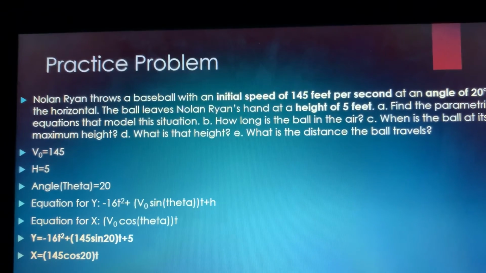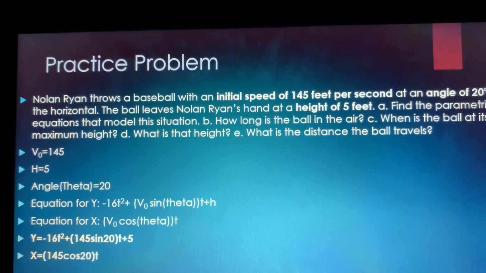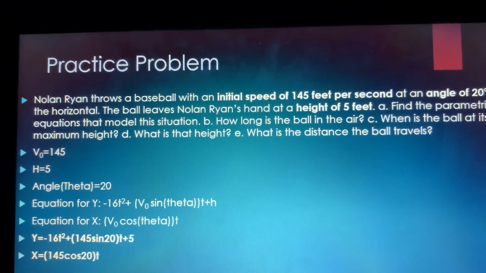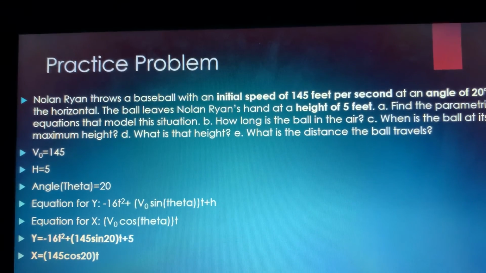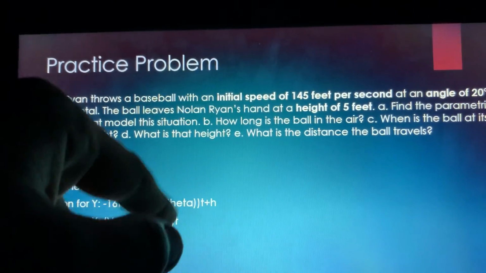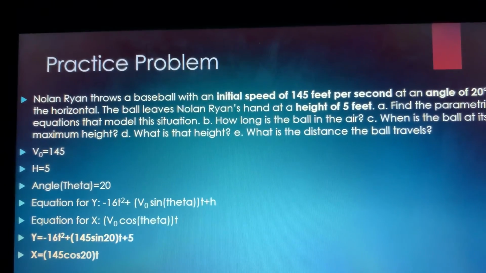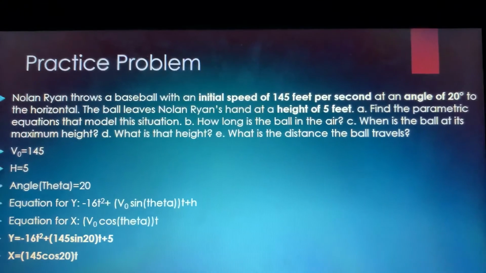So we have to find the 5 things: the parametric equations that model the situation, how long the ball is in the air, when the ball is at its maximum height, what is said height, and what is the distance that the ball travels. So we know v sub 0 is 145, h is 5, and the angle theta is 20. So first, to find the parametric equations, we just have to substitute those values into the equation. So the equation for y is negative 16t squared plus v sub 0 sine of theta times t plus h. Make sure you enclose all this in parentheses, because you don't want to multiply all that together before multiplying by t. And then you add h to that.